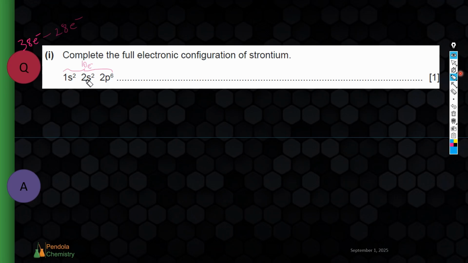So after 1s2, 2s2, 2p6, if we use that trick that we learned earlier, it's 3s. So it's going to be 3s after 2p6. So it's 3s, and s has 2 electrons. So we have 26 electrons left. 28 minus 2 is 26.